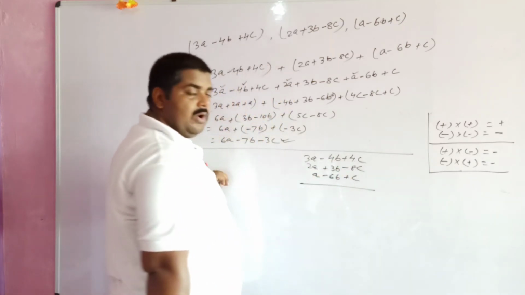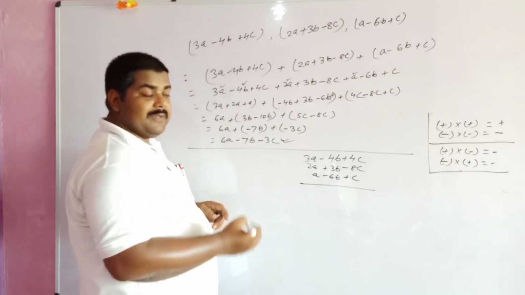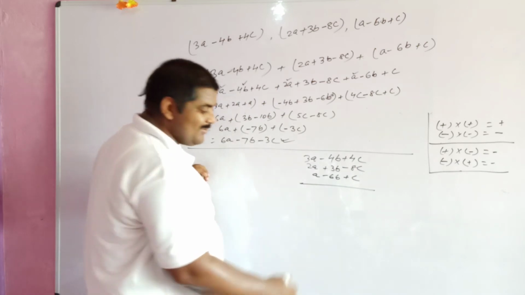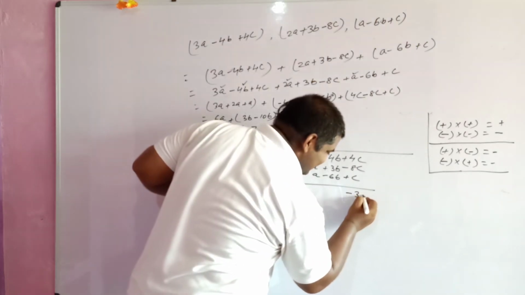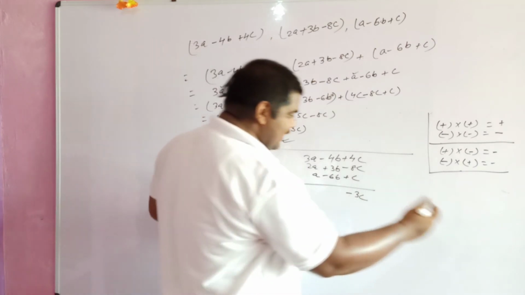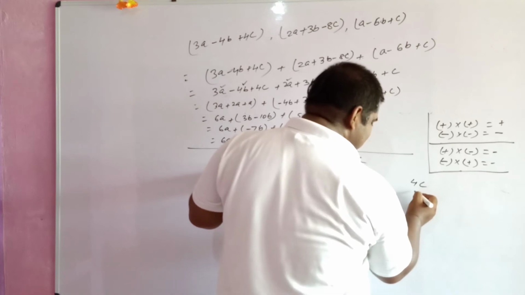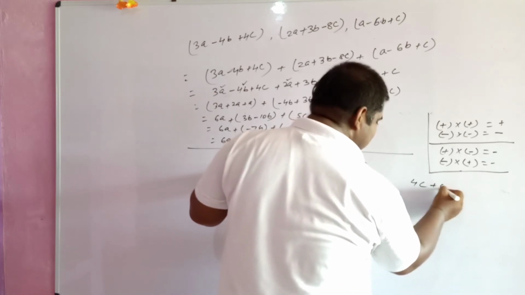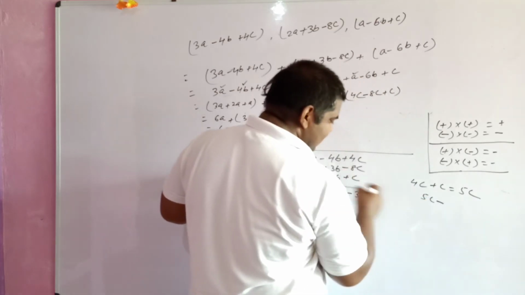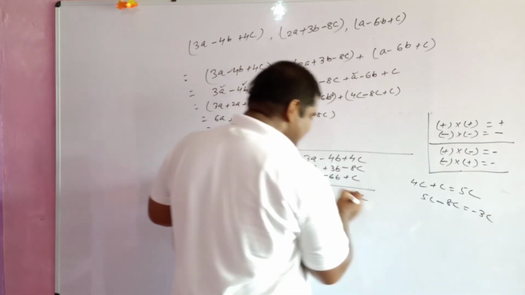4c plus c, how much? Because I have just taken the positive one. 4c plus c is 5c, and 5c minus 8c is equal to minus 3c. If you have confusion, then you can just do beside this question: 4c plus c means 5c, and 5c minus 8c is equal to minus 3c.